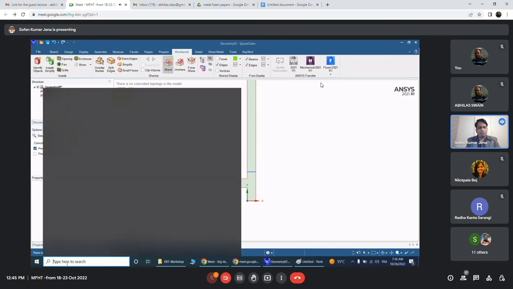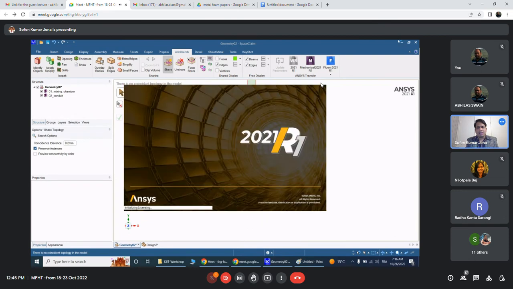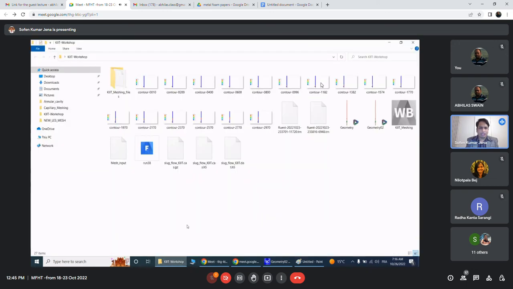So now let's go to the Workbench. Let's see the meshing part, because most people go directly to the solver and skip the geometry creation or the meshing, which generates most of the fear, actually. Oh, sorry, why did I create a new one? I already have a Workbench.